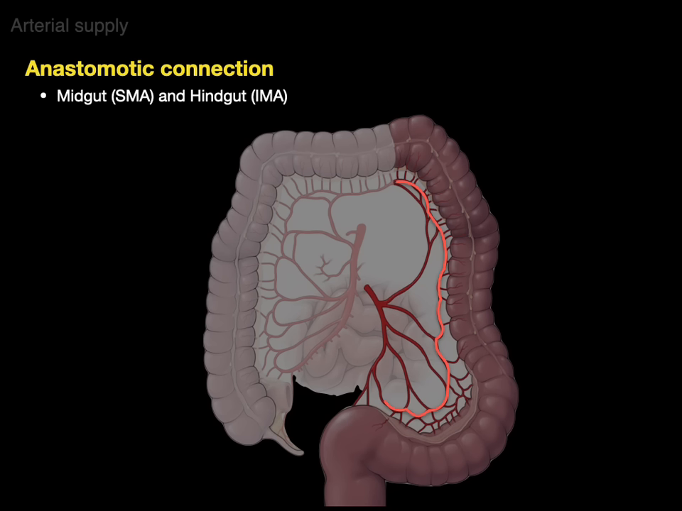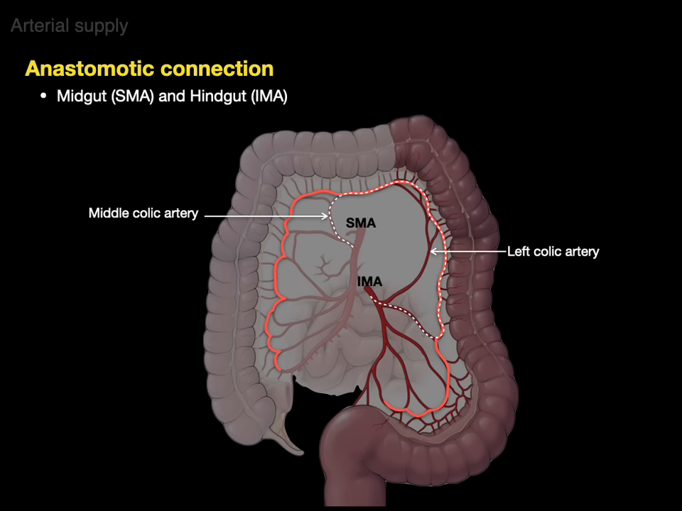It's called the marginal artery of Drummond. And as we can see, it kind of parallels the picture frame of the colon. And so the superior mesenteric artery has this middle colic artery, and the inferior mesenteric artery has this left colic. And then watch. We've got this very cool anastomotic connection through the marginal artery of Drummond.